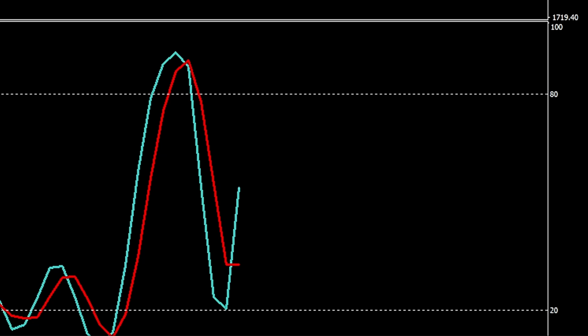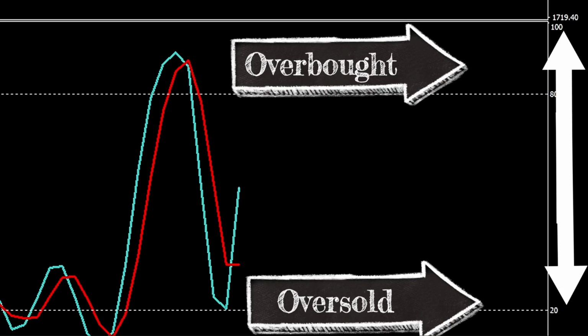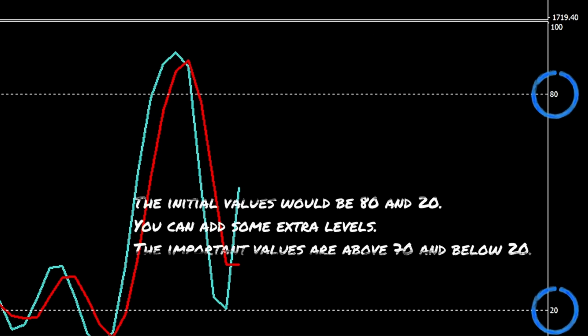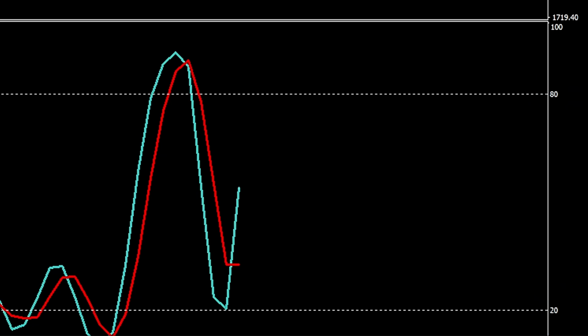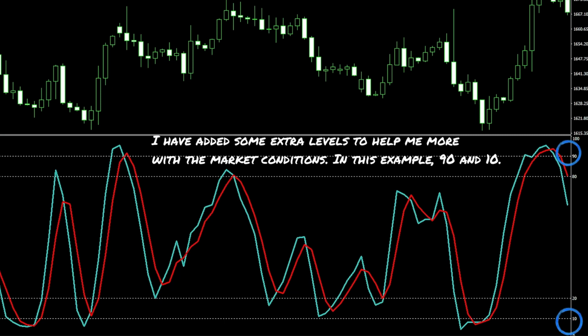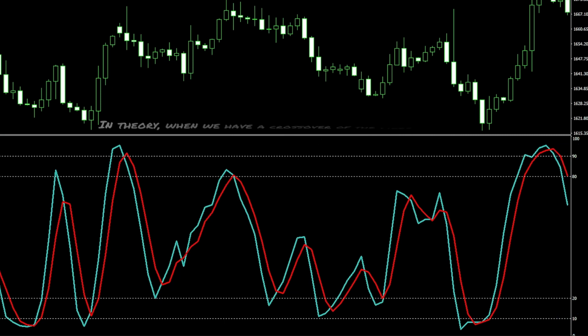The indicator informs us about overbought and oversold on a scale of 0 to 100. When the stochastic lines are above 70 or 80, it means that the market is overbought. When the stochastic lines are below 20, it means that the market is oversold. In theory, we buy when the market is oversold, and we sell when the market is overbought. Again, as I said, you can find more details about this indicator, like the formula and so on, in the description below, and how to spot divergence.